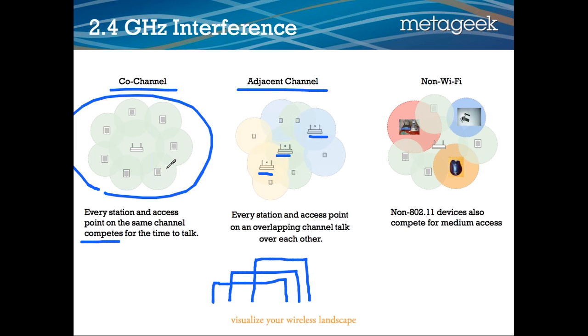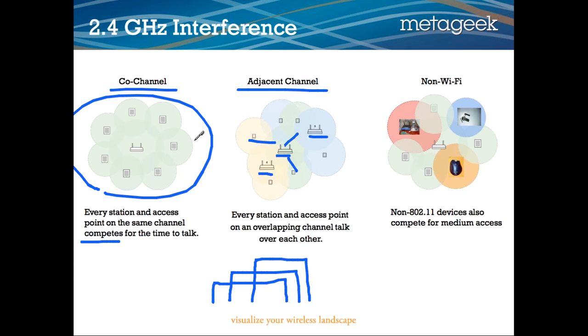Co-channel interference is kind of like a polite dinner table conversation. As long as no one hogs time to talk, and as long as the table isn't too big, everybody's going to take turns talking politely, and it should work pretty well. But with adjacent channel interference, instead of taking turns talking politely, they're just going to scream over each other. They're just going to yell over each other.